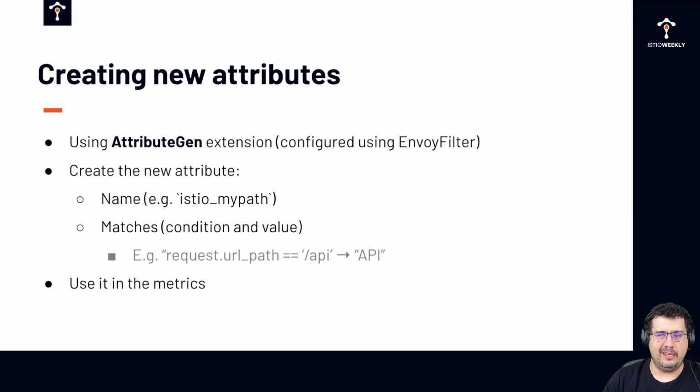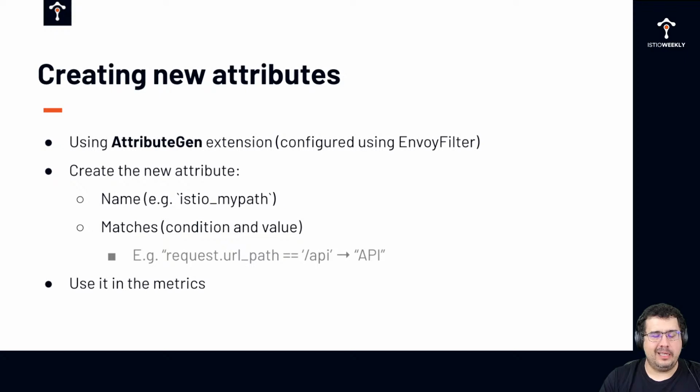So you can say, my Istio_myPath attribute, if the request URL path of the incoming request equals /API, I want the value of this new attribute to be API, right? Or if the request.status code is 500, I want the value to be 5xx, or whatever you want to come up with, whatever your scenario is. So you can define these. You can create this attribute. This will get evaluated. This will get populated.